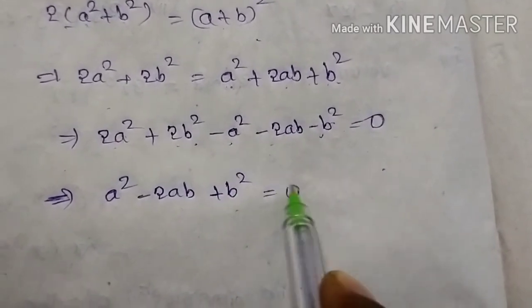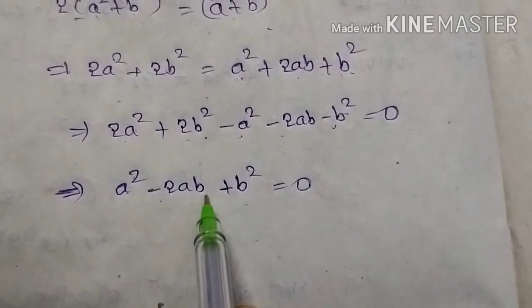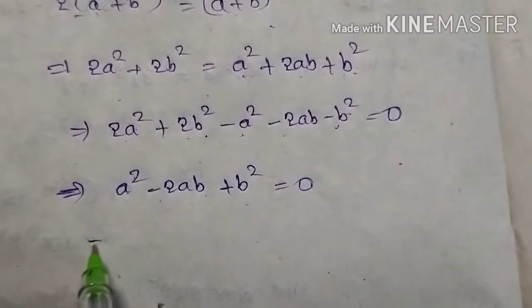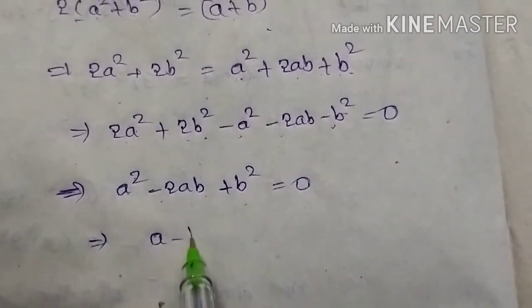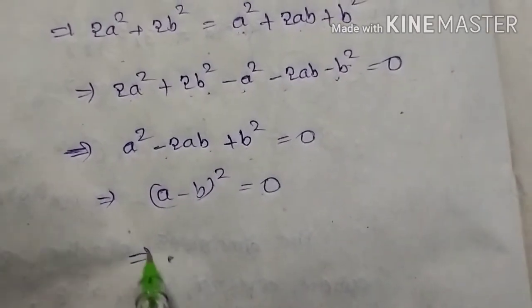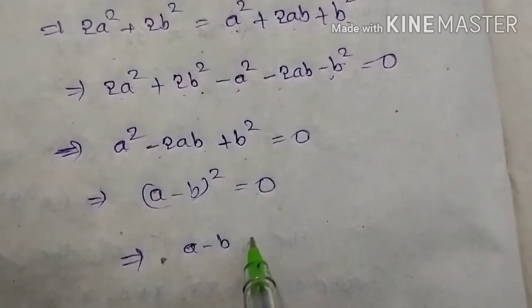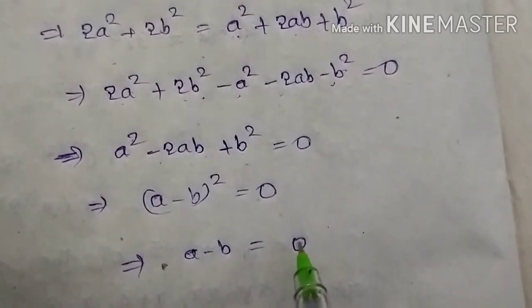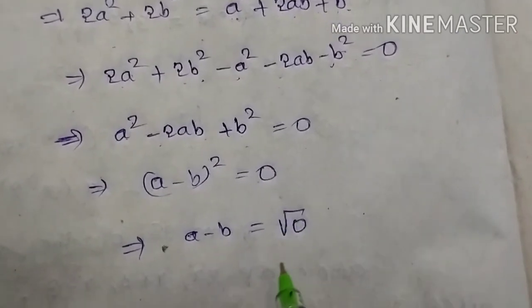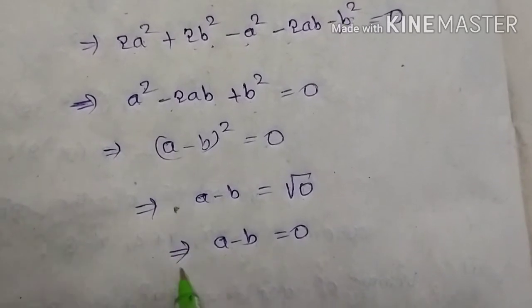Yes, is equal to 0. Once you observe here a square minus 2ab plus b square, that means which is the identity? A minus b whole square or not? A minus b whole square is equal to 0. Now you can transpose the square to RHS. That will become square root. That means you can write here a minus b is equal to square root of 0. That is equal to 0 only. That means you can write here a minus b is equal to 0.